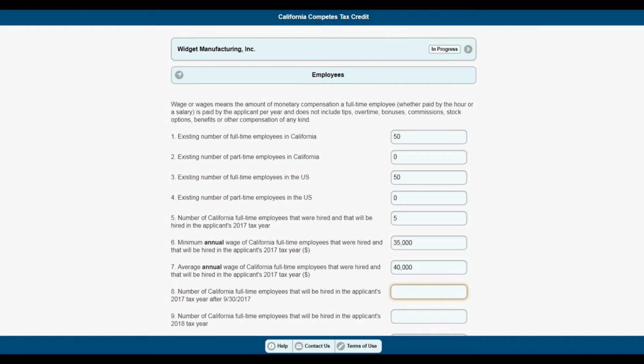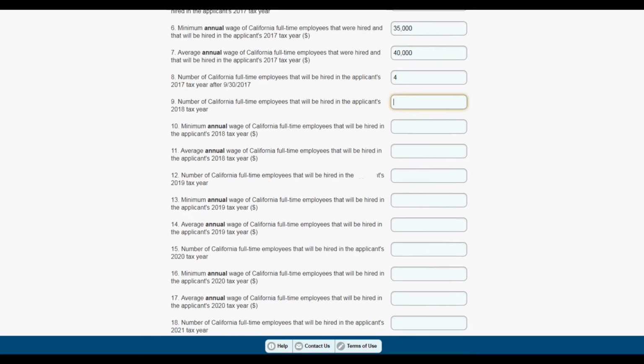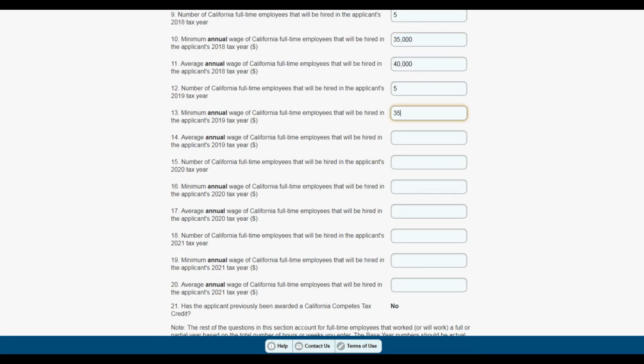$40,000 per year. While Widget may pay some employees more, as part of its application, it is committing to pay its new full-time employees a combined average of at least $40,000 per year. We repeat 5 employees per year at $35,000 minimum and $40,000 average until question 21.